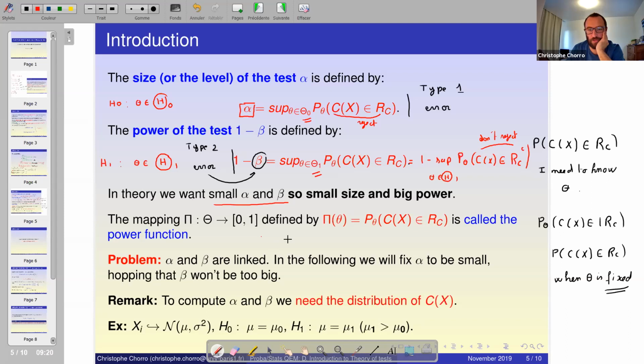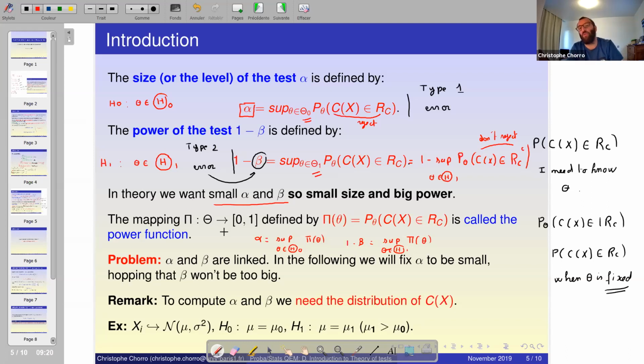It's the supremum for theta belonging to theta 0 of pi of theta with my notation here, because these probabilities are this one, the probability that I reject knowing that the parameter is theta, and my 1 minus beta will be the supremum of the same mapping here, but for theta belonging to capital theta 1, okay? So it's just what I call the power function, the one that is related with this probability, okay? And of course, that depends on my unknown parameter, theta.